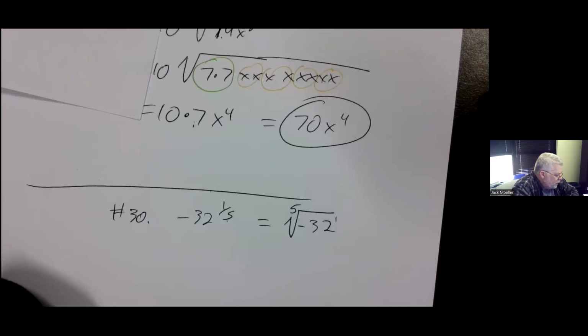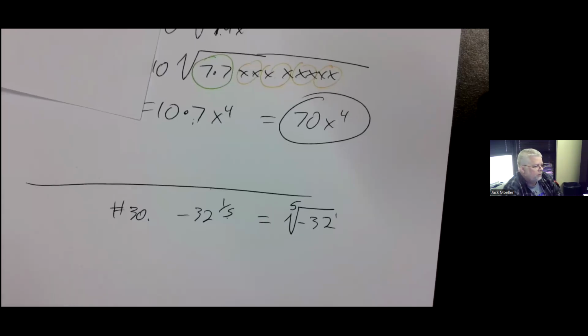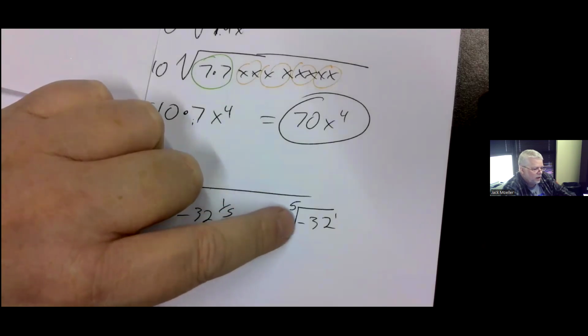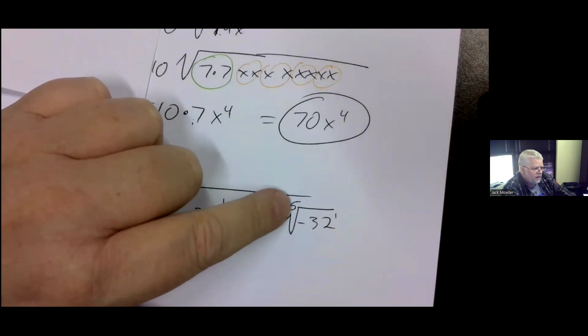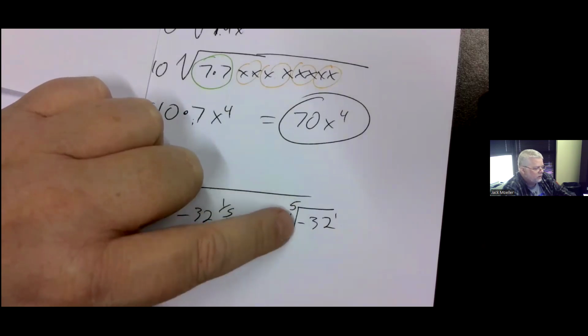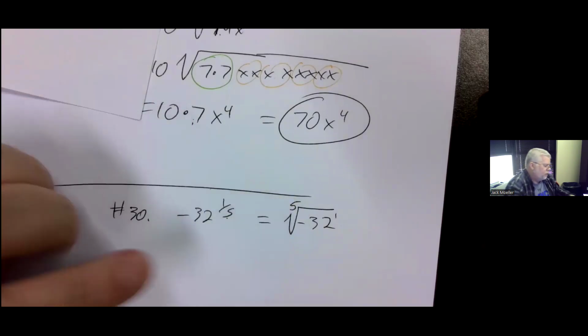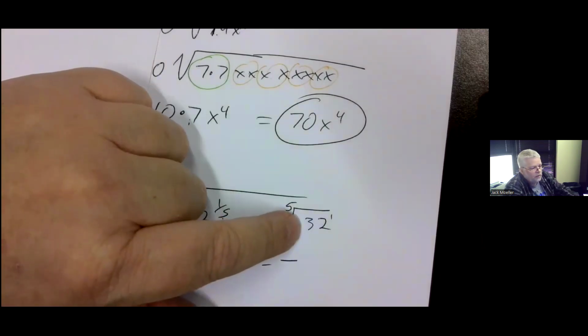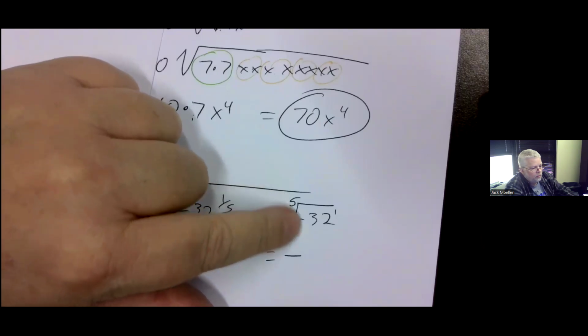Well, can we have a negative inside that radical, or is this not a real answer? Remember, it's the even radicals where we can't take negative numbers. But since we're going to have 5 of these, 5 negatives multiplied is going to give us a negative. So we know the answer is going to be negative. Now what number times itself 5 times gives you 32?